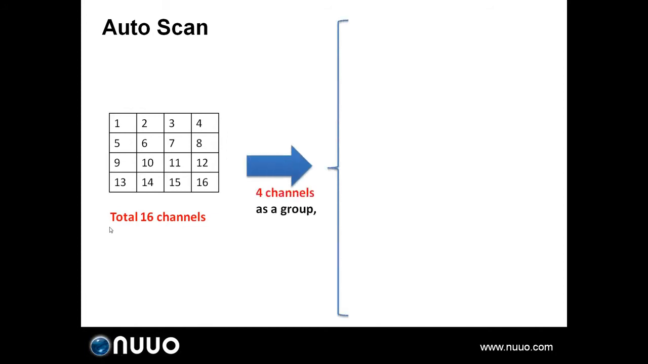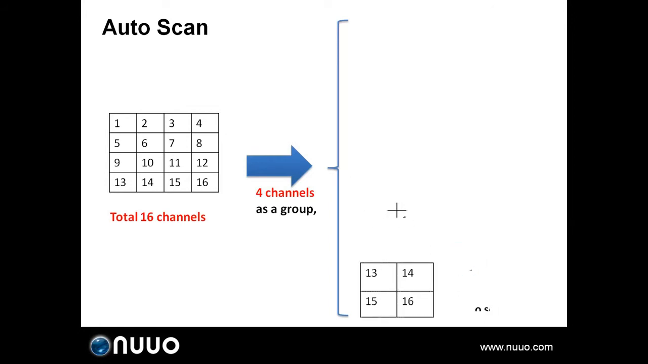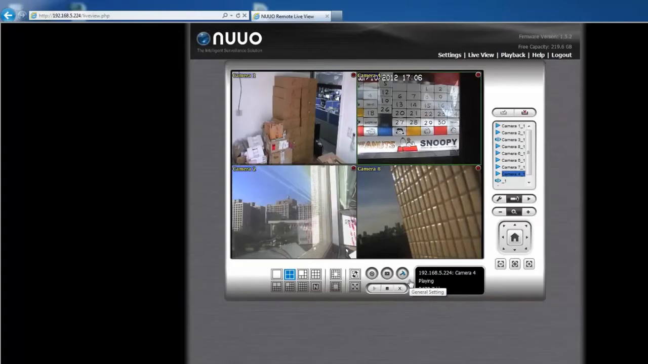When the number of cameras you wish to monitor is more than the number of channels you wish to display at a time, for example, here we have connected 16 cameras on one NVRmini 2, but only want to view 4 channels at a time, the NVRmini 2 can help you using the auto-scan function. Setting the auto-scan function is easy.